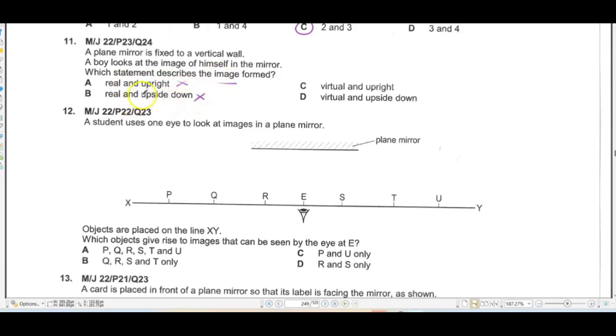एक तो real image तो होता ही नहीं है because the image formed by the plane mirror is an image that cannot be projected on the screen. So virtual and upright is the correct answer. Virtual and upside down is not the correct answer. It's not that you stand in the mirror like this and your reflection appears like this. This doesn't happen na. So upside down to bilkul bhi nahi hota. So C is the correct answer.